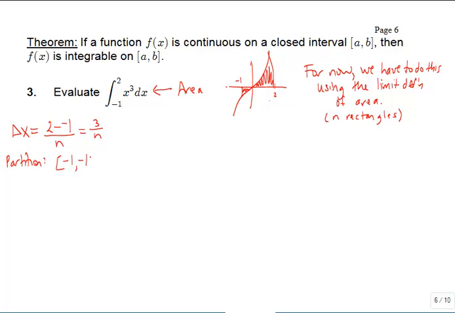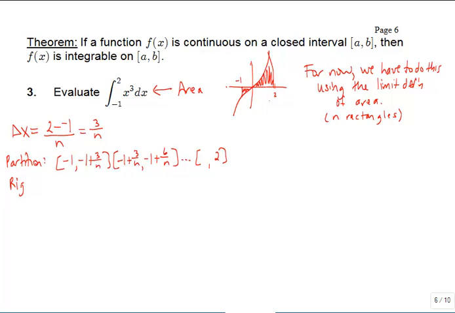And then the first right endpoint is going to be that -1 plus a width of 3 over n. Then the next subinterval picks up where that one left off, and then we're going to take that endpoint, -1 plus 3 over n, and add another width to it. So 3 over n plus 3 over n becomes 6 over n, and so on until we get to 2.